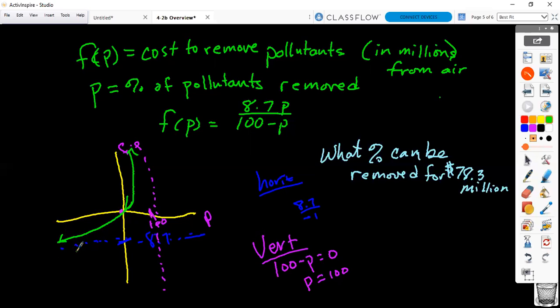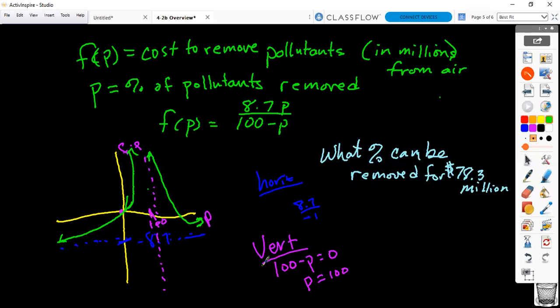Now on the other side of the 100, so if you were at 101, 8.7 times 101 would be like 87. For 101, the denominator would be a negative. So that'd be a positive. So that must be in this segment right here, heading out to that asymptote.